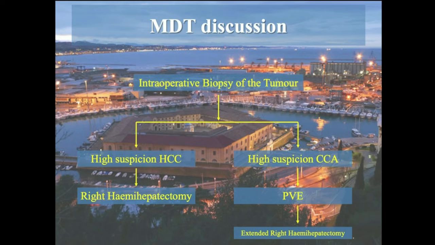In case of high suspicion for ACC, a right hepatectomy would have been performed, while on the contrary, in case of high suspicion of cholangiocarcinoma, a portal vein embolization would be performed with a subsequent extended right hepatectomy.